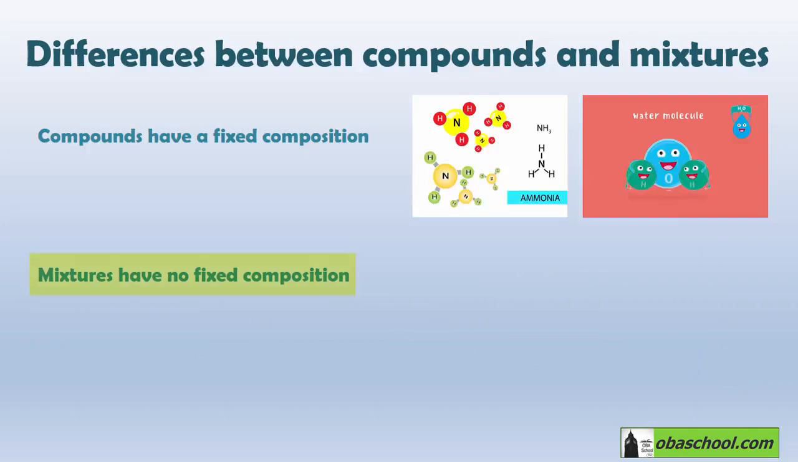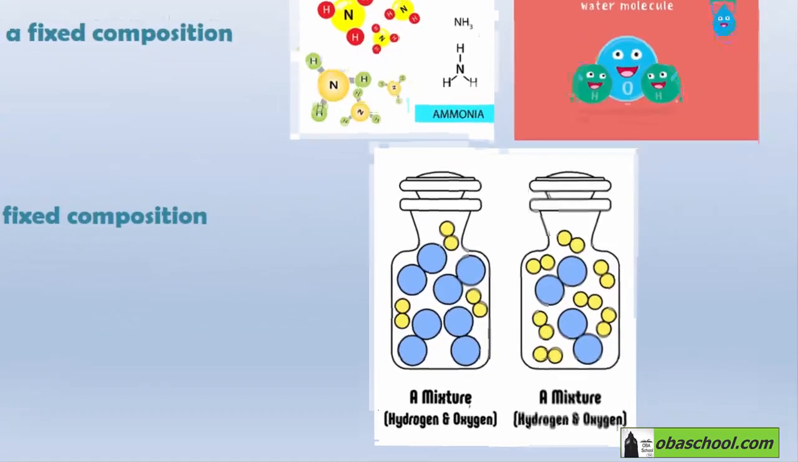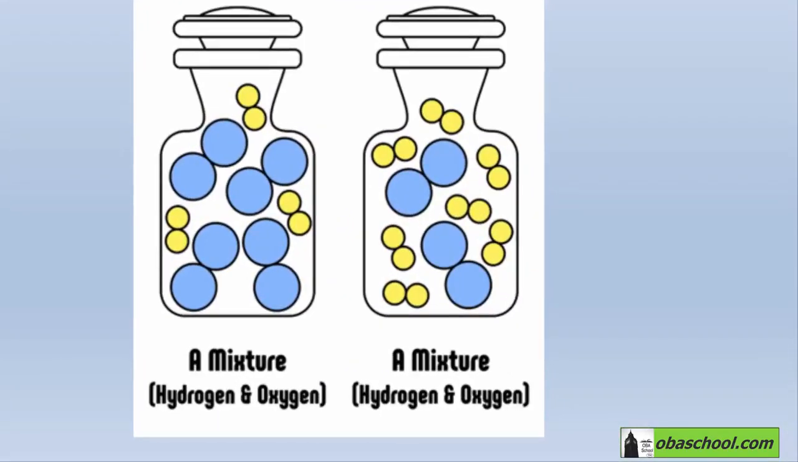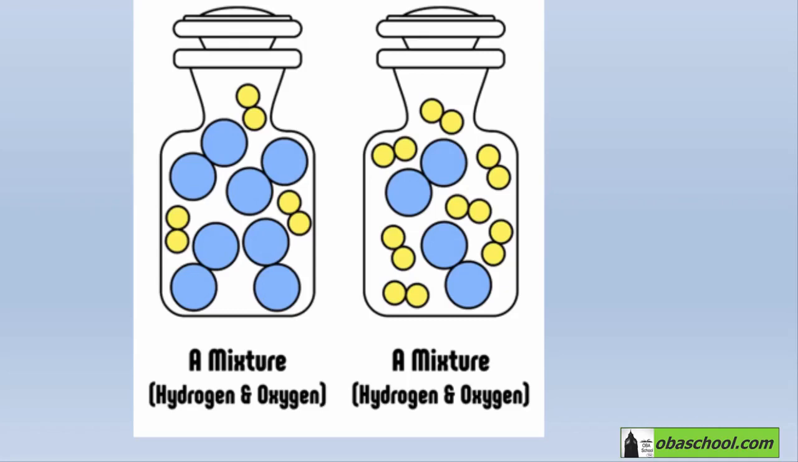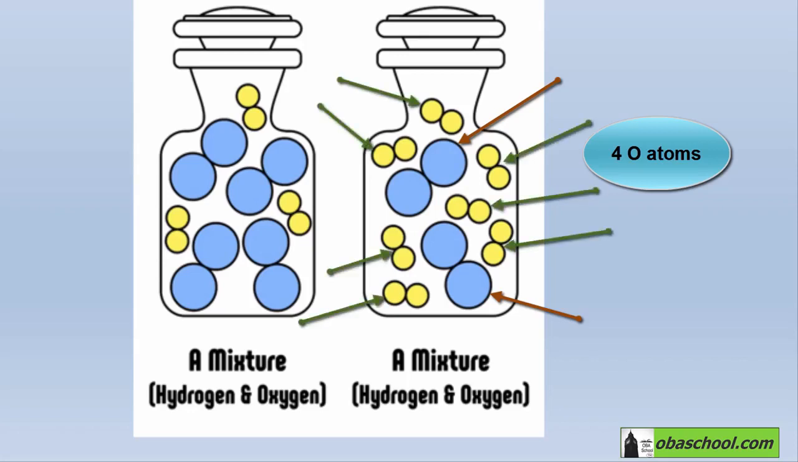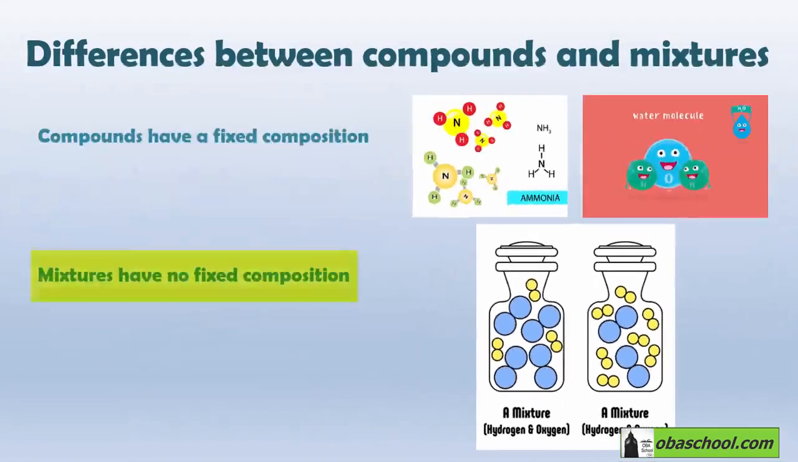On the other hand, mixtures have no fixed composition. If we examine this figure, we will find that in the first one we have four molecules of oxygen, which are in the blue color, and three molecules of hydrogen, which are in the yellow color. So we have four oxygen molecules, which are 8 atoms of oxygen, and three molecules of hydrogen, which are 6 atoms of hydrogen. The second mixture has two molecules of oxygen, and these are four oxygen atoms, and 7 hydrogen molecules, and these are 14 hydrogen atoms. So there is no fixed amount of each element in a mixture.